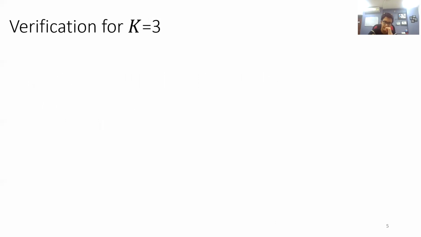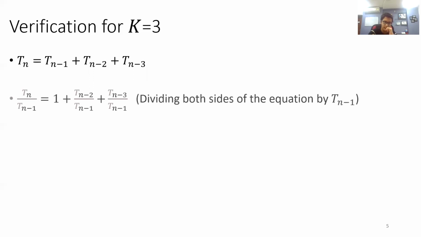Verification for k equals 3. We're going to get a Fibonacci-like sequence, so get your Fibonacci seatbelts on. The nth term is equal to the sum of the three previous terms. Again, dividing both sides by the n minus 1 term, we get Tn over Tn minus 1 equals 1 plus Tn minus 2 by Tn minus 1 plus Tn minus 3 by Tn minus 1.